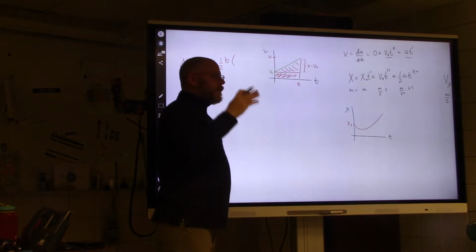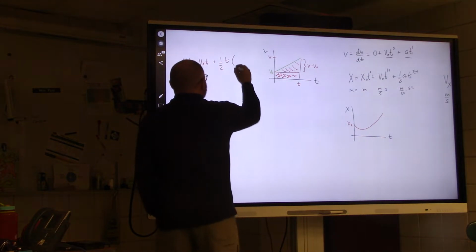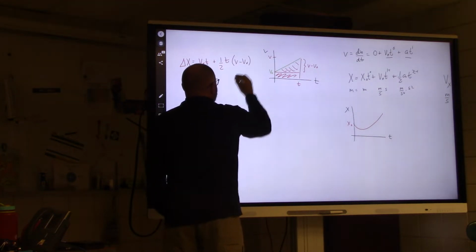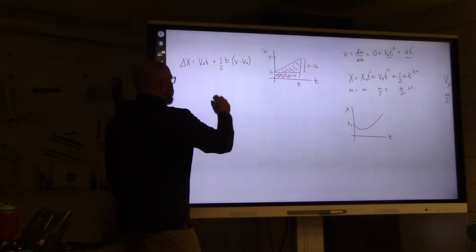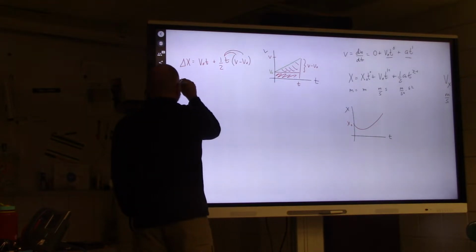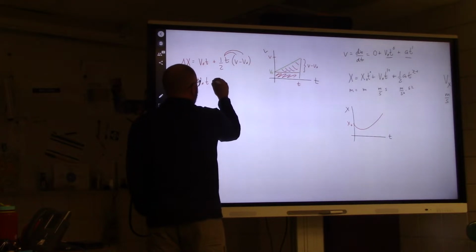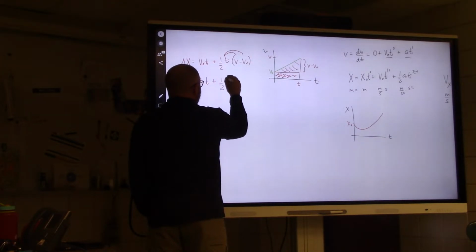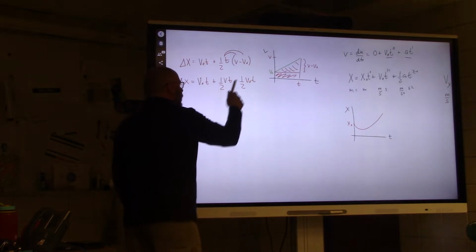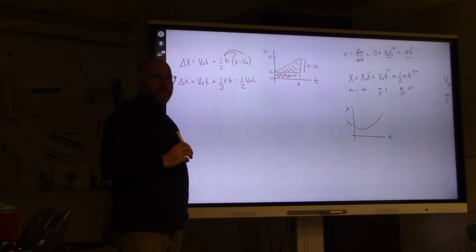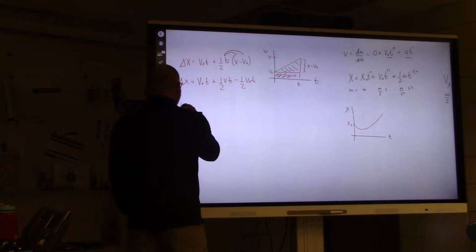It's the difference between V and V0, right? Okay, you guys cool with that? Now, I'm going to distribute. So it's V0t plus 1/2 vt minus 1/2 V0t. The first and last terms are like terms, can you see that? So I'm going to add them together.